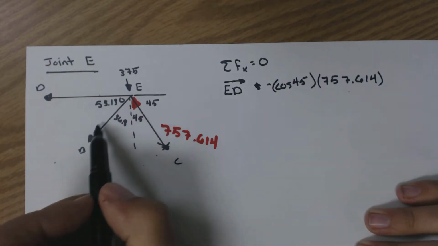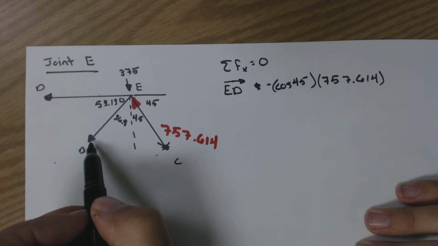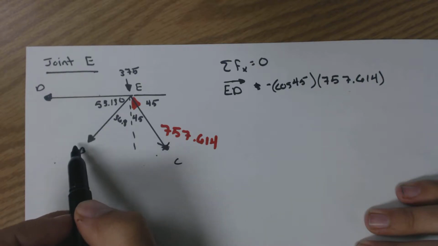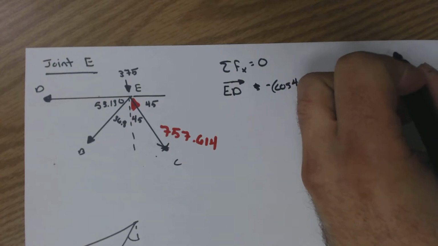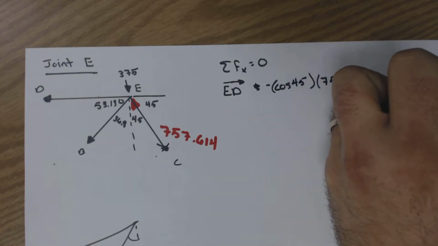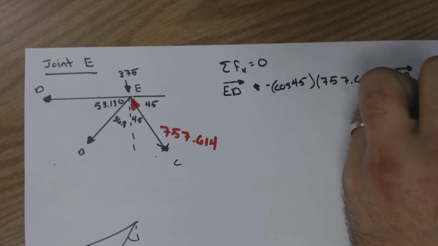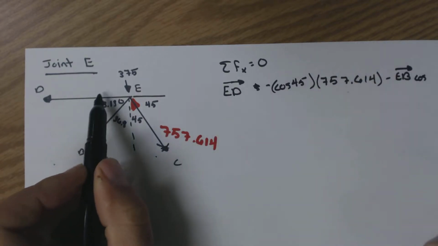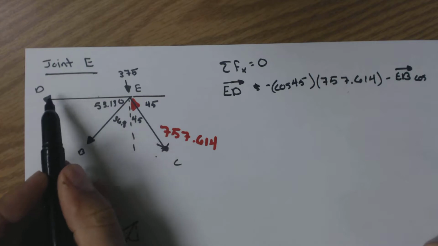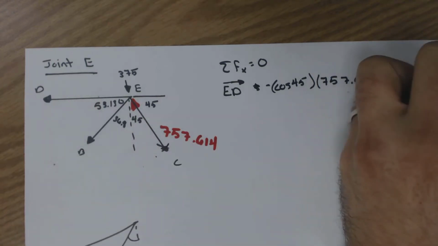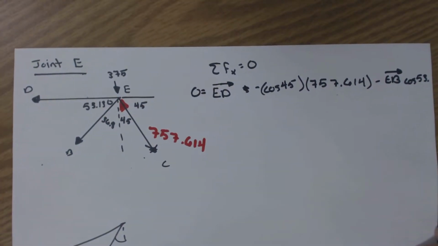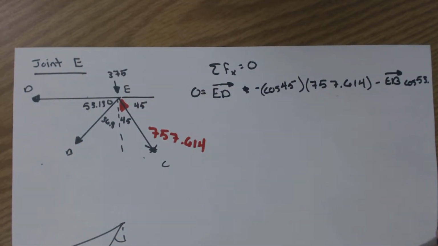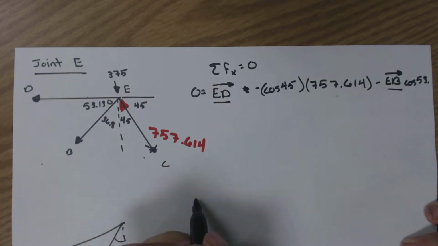Same thing with this one. I'm assuming going down and to the right, so I'm assuming it's like a negative force on my x-axis. So I'm assuming it's negative, and this is going to be EB cosine, and I'm going to use the angle that's referencing my x-axis, this horizontal axis, 53.130, and all of that has to equal 0. If you notice, two variables, I've got to leave it for a little while, and I've got to come back.